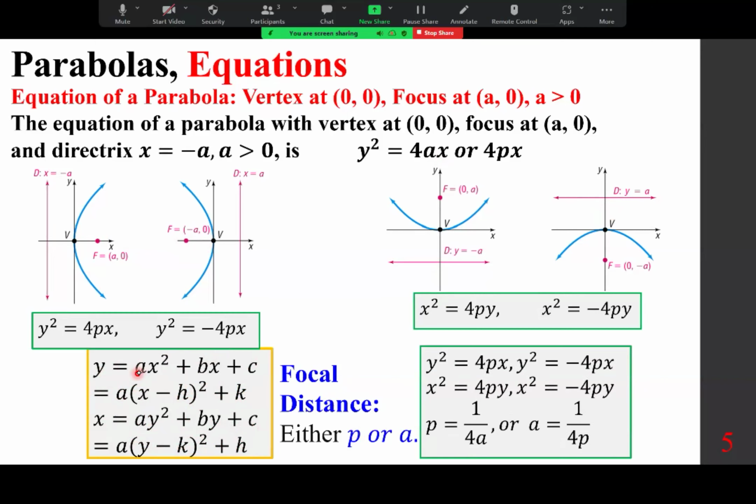So if you go with this format, y squared is 4px, or y squared is minus 4px, x squared is 4py, x squared is minus 4py. What we really need to know is the following. The relationship between a focal distance and this A is that P is 1 over 4A or A is 1 over 4P. Therefore, if you recall the formulas from algebra and you want to stick with that, all you have to remember is the relationship between A and P, and you can transition to this format. I'll show you as we go through some examples.